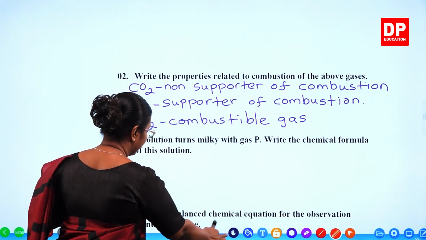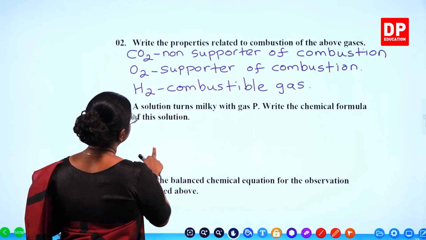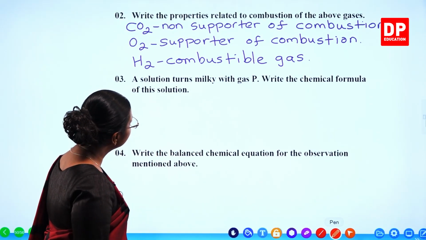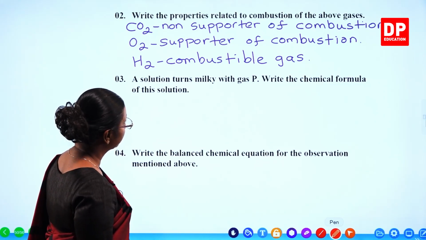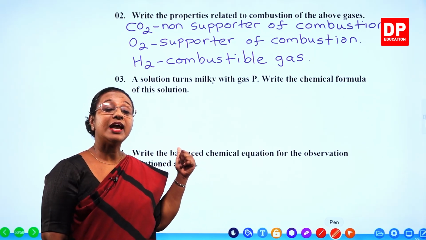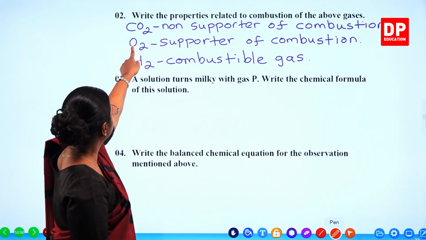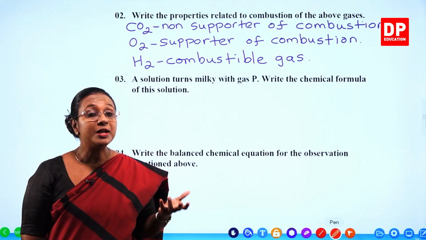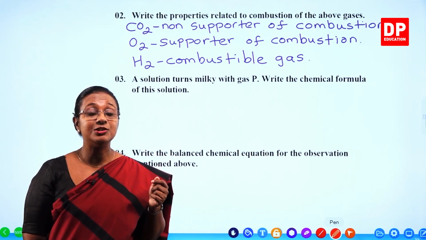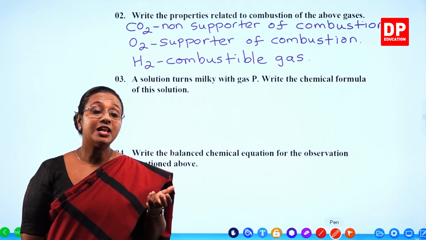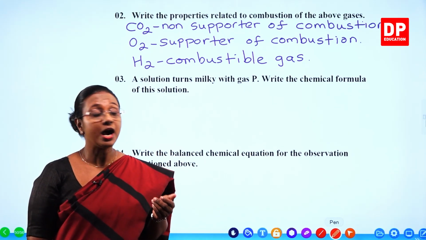Then the third one. A solution turns milky with gas P. Write the chemical formula of this solution. Now gas P, what is that? We have identified it as carbon dioxide. So carbon dioxide gives a milky color solution with what? With lime water. What is lime water? Lime water is calcium hydroxide.